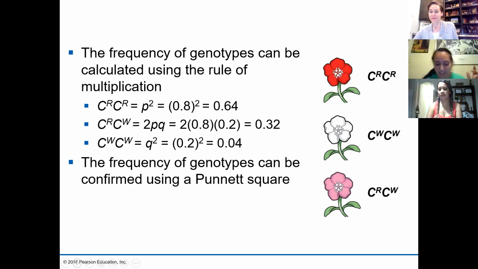I had a train of thought and I lost it, but I guess what is the difference between the frequency and the phenotype? Are they two different equations?